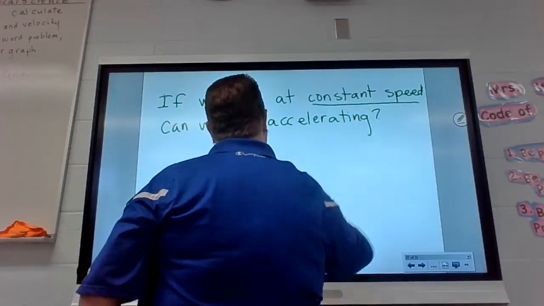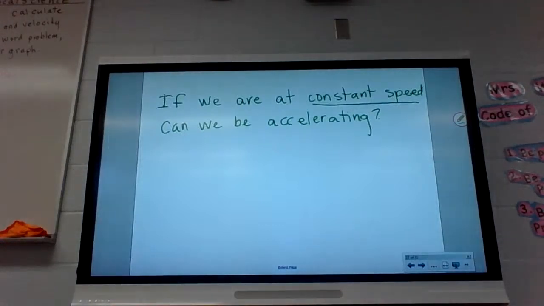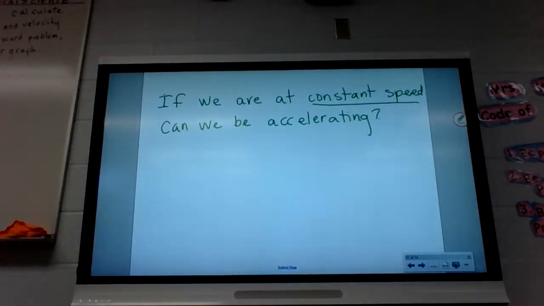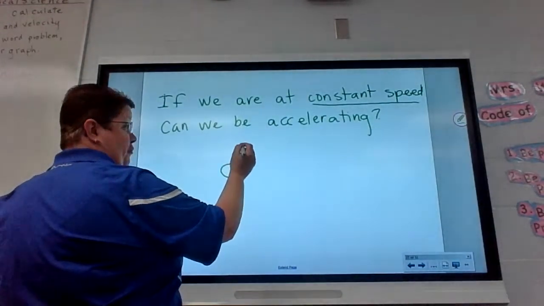If we're at constant speed, can we be accelerating? For example, in a traffic circle. Okay. So we have a little roundabout, and I can't draw this very well.